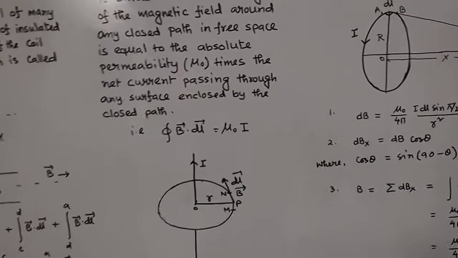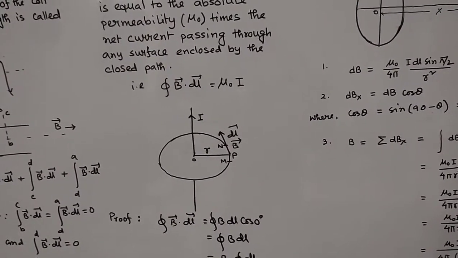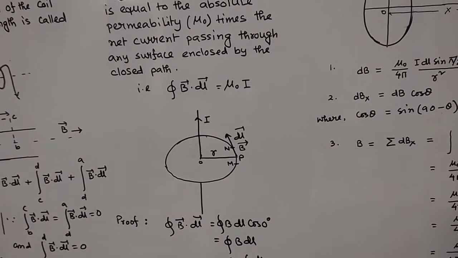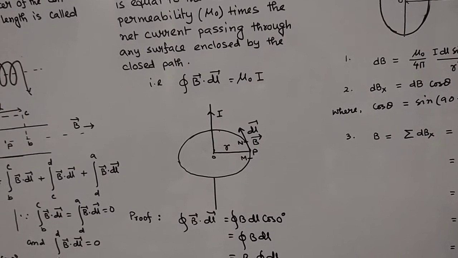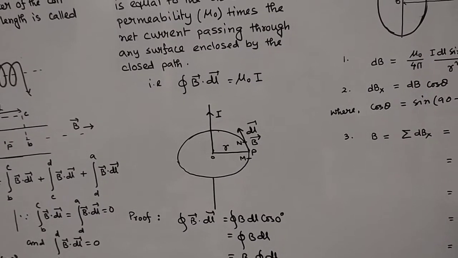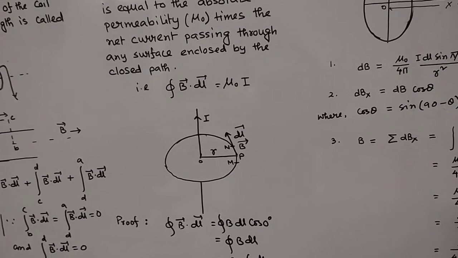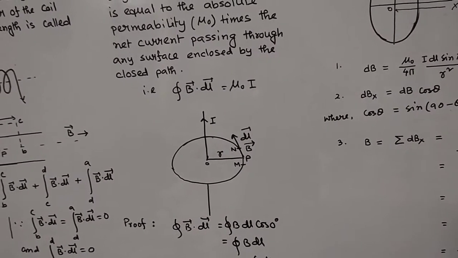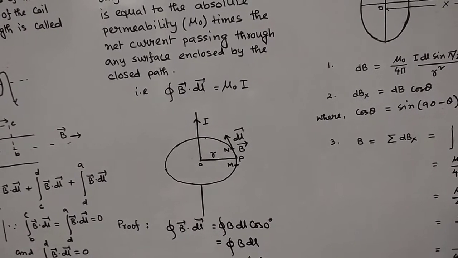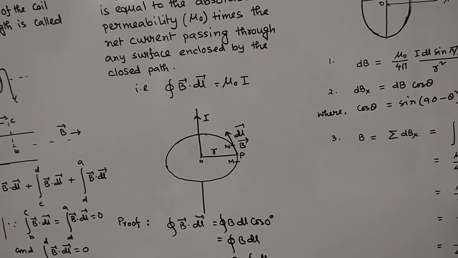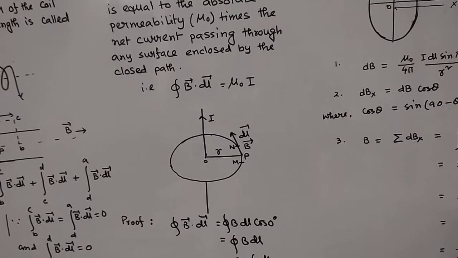So this one we have to prove by considering this figure. Now we are considering a straight conductor carrying current I. If you consider your right hand thumb pointing in the direction of current, then the curled fingers give the direction of the magnetic field. So here we have considered a small element MN, that is dl. So the dl vector and B vector are in the same direction, and r is the circular loop you can consider.